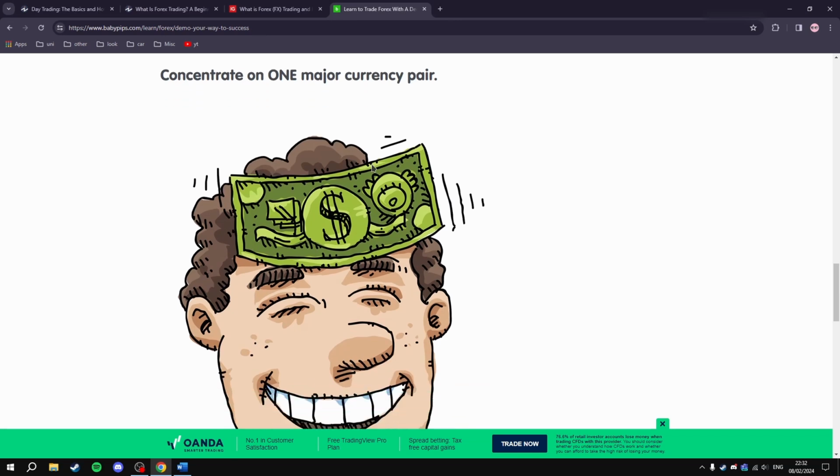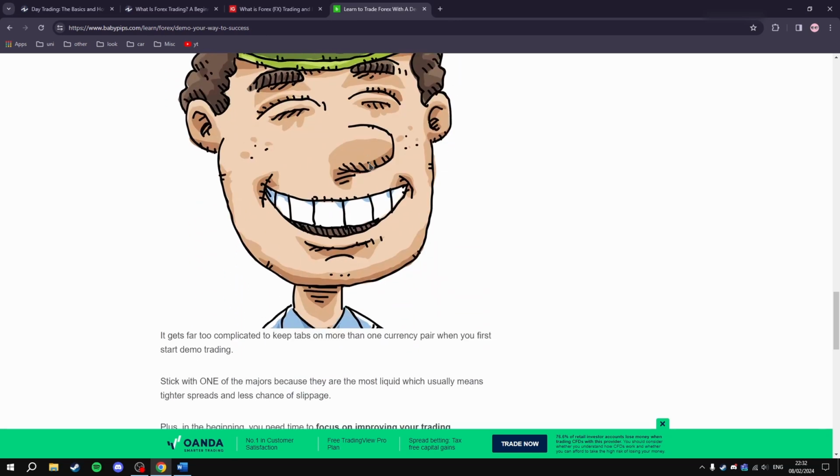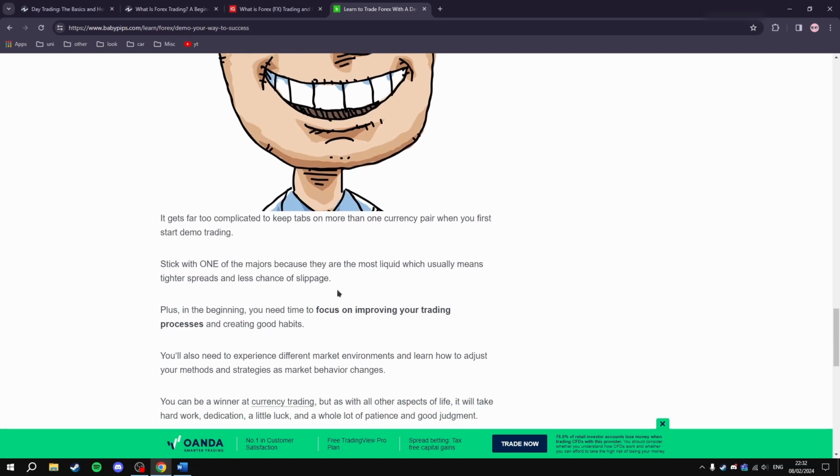Concentrate on one major currency pair. It's far too complicated to keep tabs on more than one currency pair when you first start demo trading. Stick with one of the majors because they are the most liquid, which usually means tighter spreads and less chance of slippage. Plus, in the beginning, you need time to focus on improving your trade process and creating good habits.